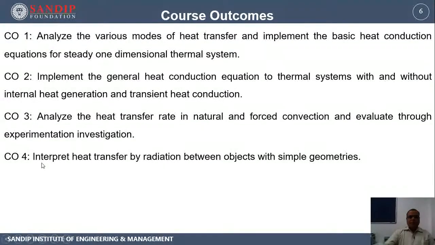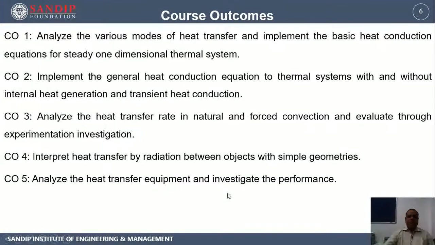Then the fourth CO is to interpret the heat transfer by radiation between objects with simple geometries. We are not going to go for complicated geometries. For simple geometries, we will see how the radiation heat exchange problem can be solved, and how we can find out the heat transfer only because of radiation between two surfaces or three surfaces.